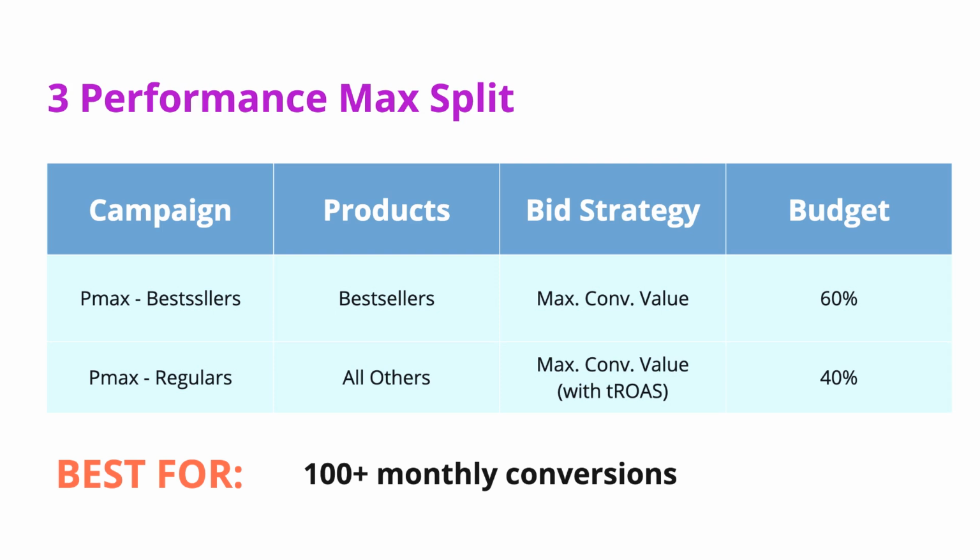For the best sellers campaign, put 60% of your budget and use the maximize conversion value bidding strategy. This gives your best products plenty of room to perform well. Use the remaining 40% of your budget for the regulars campaign and set the maximize conversions with target ROAS bidding strategy. While the Pmax split setup takes a bit more work than using a single campaign, it's still pretty easy to set up and manage.